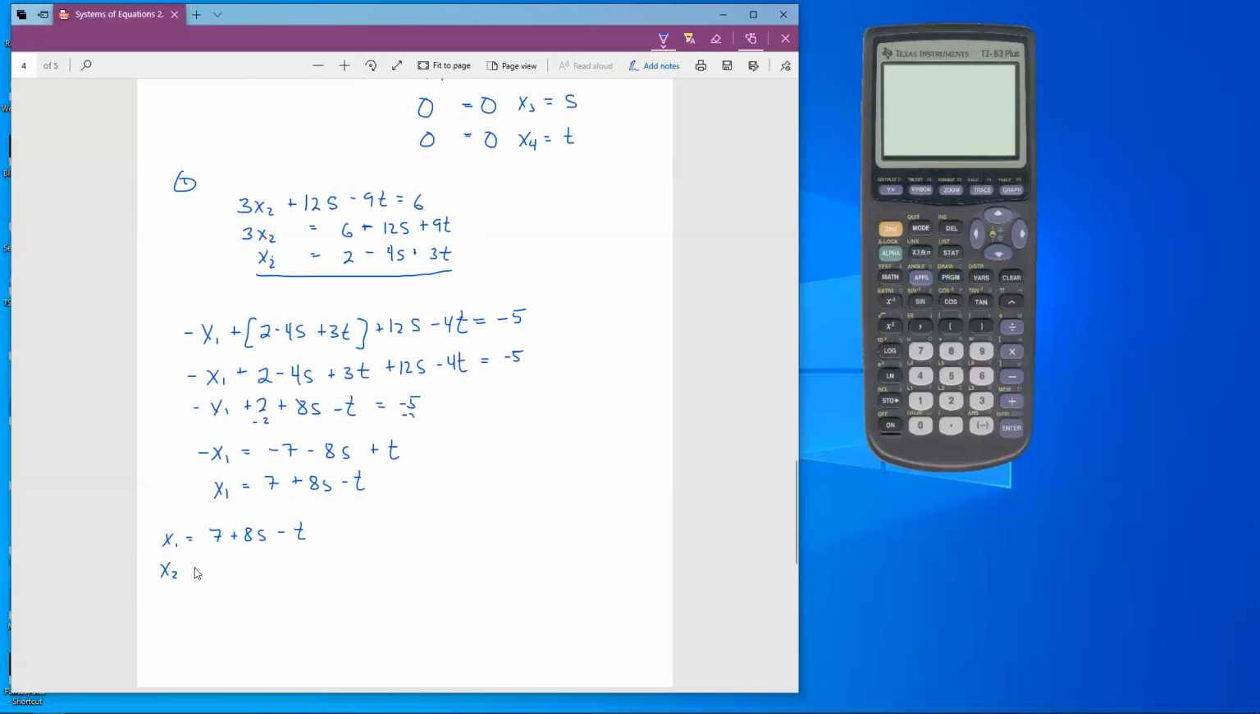My x2, let's look up what that was. That was 2 minus 4s plus 3t. My x3 is just s. My x4 is just t. All right. These were completely arbitrary choices, and then we just followed through the consequence of that choice to have our x1 and our x2. All right, so again, this is an inconsistent system, but I've got 2 parameters rather than just 1.